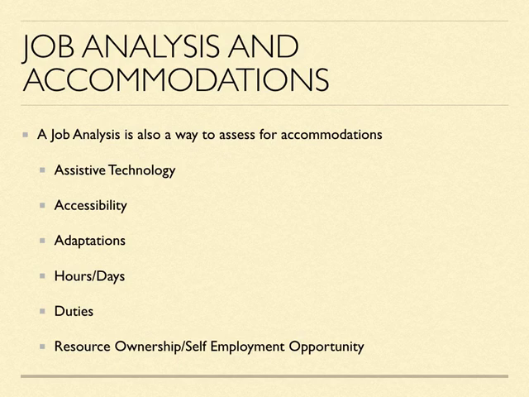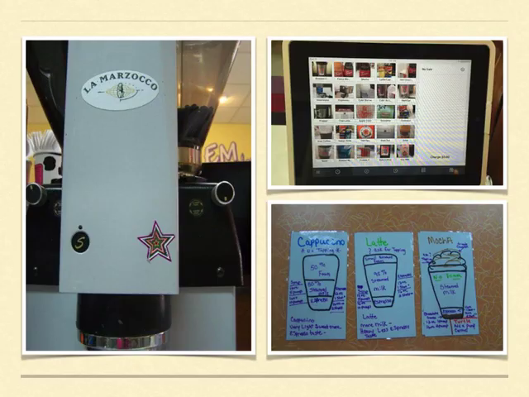But let's look at a couple examples of how accommodations could be made to a business. Let's look at this example of how accommodations could be made to a coffee shop. If you were completing a job analysis at a coffee shop, you would learn that some of the core duties include making espresso drinks or running the cash register. But let's look at how accommodations could be made to ensure that the customer gets the right product.